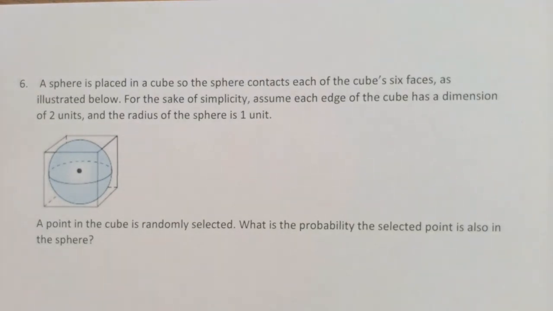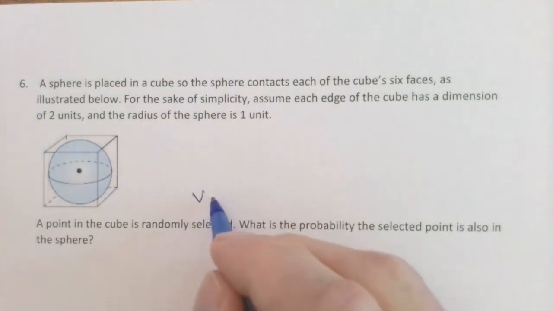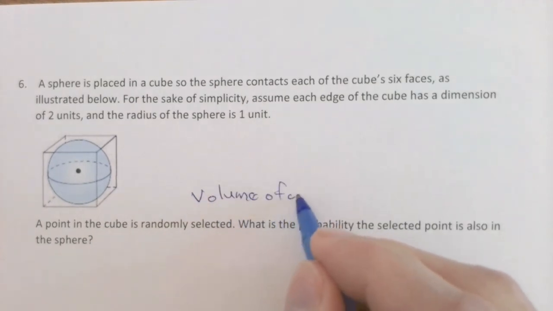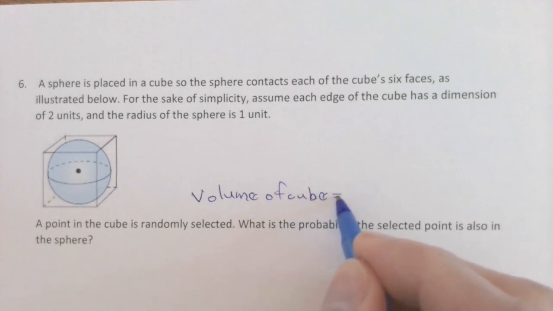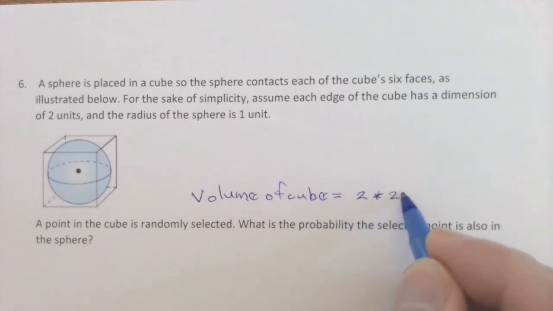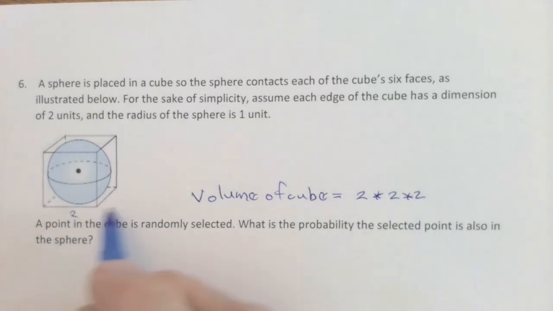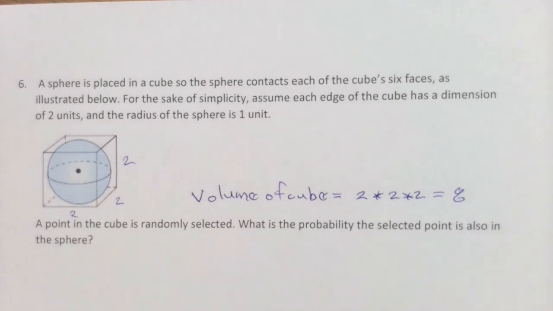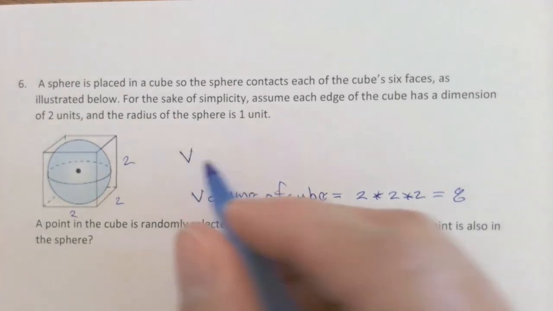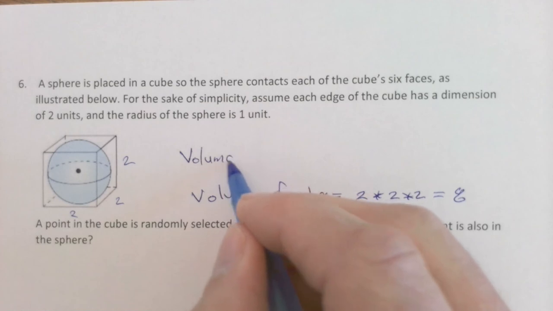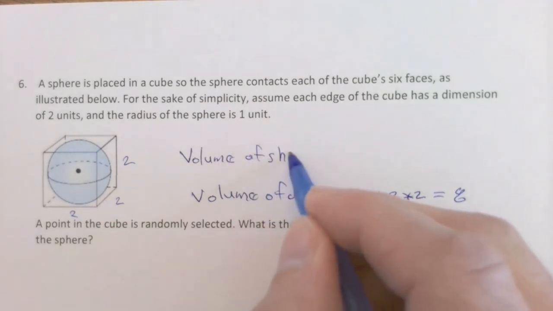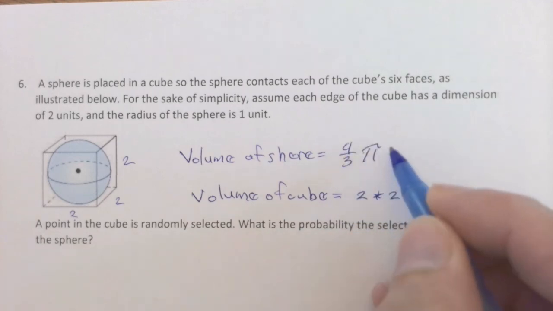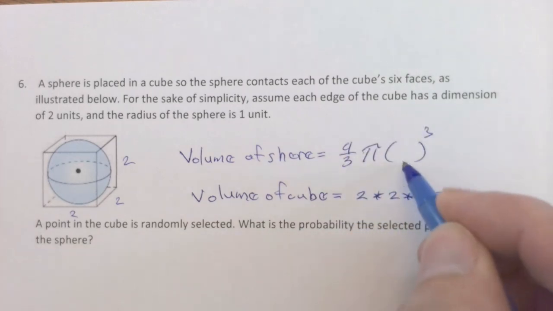What you're gonna do for this is you're gonna calculate the volume of the box, which they're calling a cube here, and it's 2 times 2 times 2, because if you read carefully, it tells you all the edges are 2, and that makes 8. Then you're gonna calculate the volume of the sphere. And you probably don't know the formula for this, so I'm just going to give it to you. The volume of the sphere is 4/3 times pi r cubed, where this is the radius.